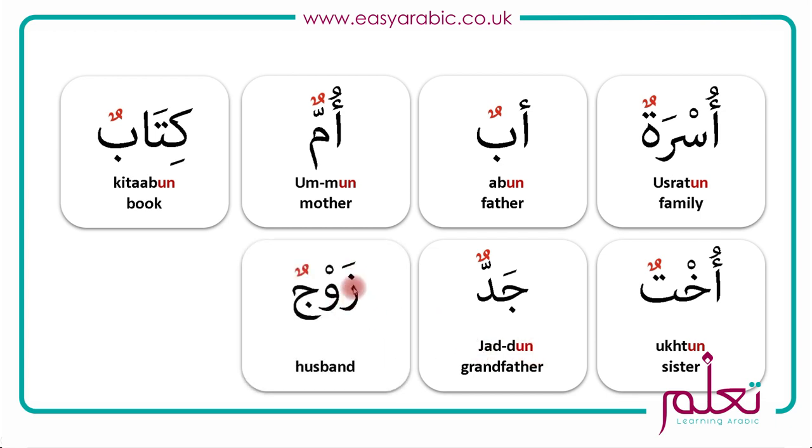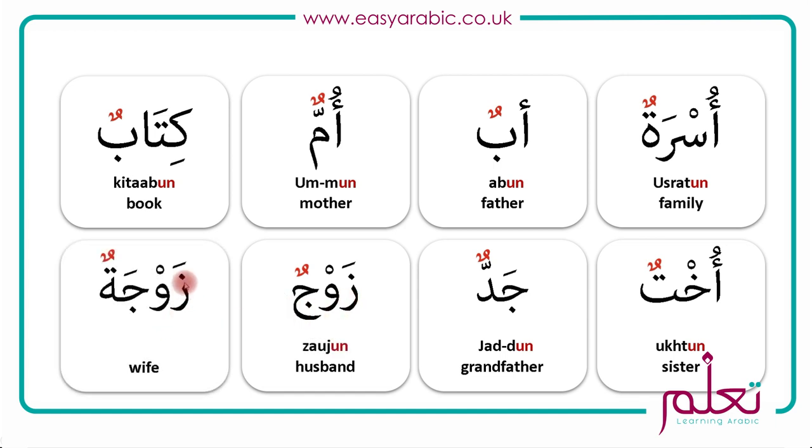Next one is za with the fatha is za, waw with the sukun here creates a diphthong, zaw, and the jim with the dhammatain, zawjun. Next one is za with the fatha, waw with the sukun, it is zaw, same as that, and the jim with the fatha is zawja, and the ta marbuta indicates that it's feminine, zawjatun.